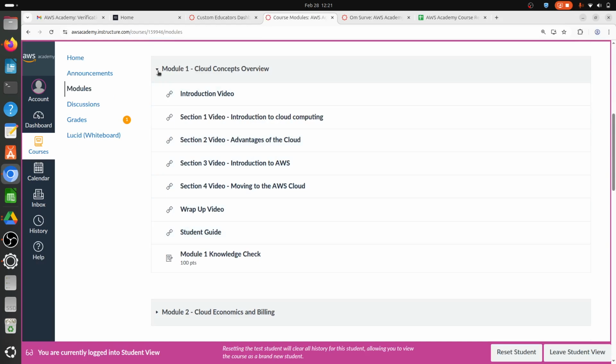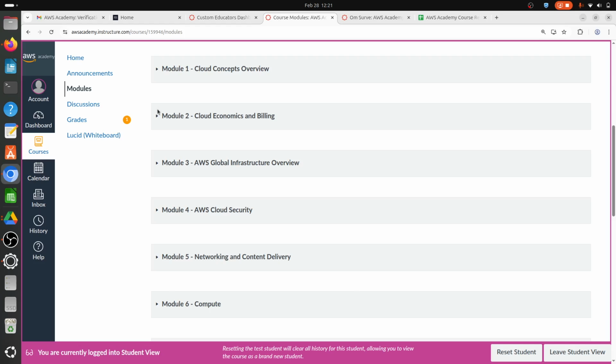So module 1, as I told you, was general cloud computing concepts. Module 2 is concentrated on how cloud economics work and how the billing occurs in cloud computing, especially the cloud computing type that we are talking about.